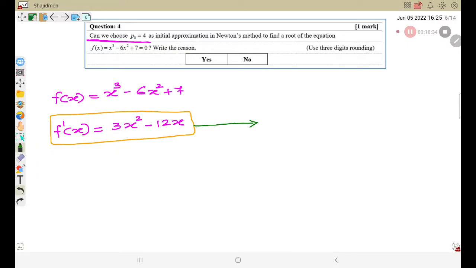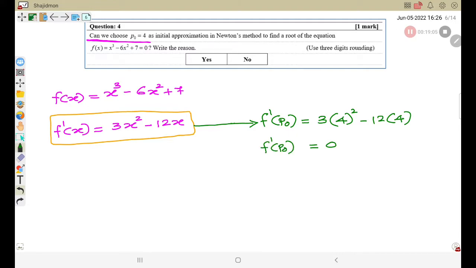P0 number, just apply here, correct? P0 is what? P0 is 4. So, f dash value at P0 number, just apply. So, 3 multiply P0 means what is the number? 4. So, x is replaced as 4. So, 3 multiply 4 power 2 minus 12 multiply 4. Check what is the answer in calculator. You will get 0, correct? F dash of P0 equal to 0.